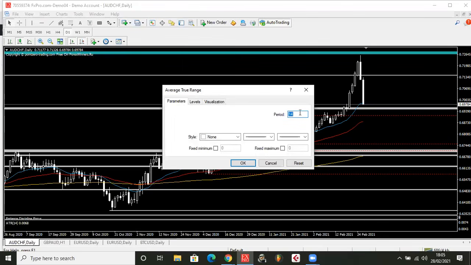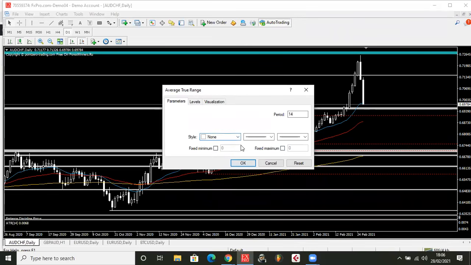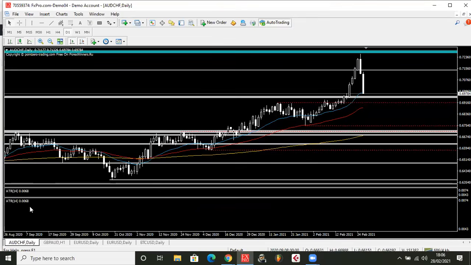Period 14, which is the default, means the last 14 candles. On my screen, this candle is candle one, two, three, four, five, six, 7, 8, 9, 10, 11, 12, 13, 14. It checks how many pips the body of each of the last 14 candles is, adds all of that together, then divides by 14 to give us a value. You might have the ATR style with a color, but I don't need the colors. We're mainly looking at the number it gives.